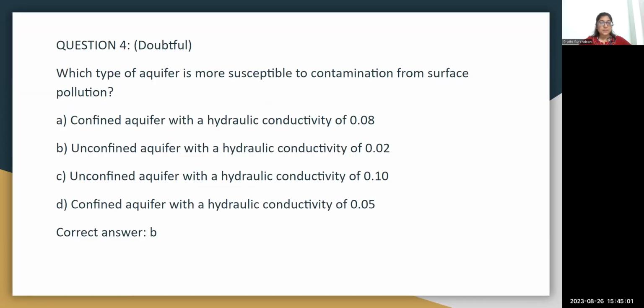Then moving on to assignment 4, there's question number 4. Which type of aquifer is more susceptible to contamination from surface pollution? Danesh, what do you think the answer is?